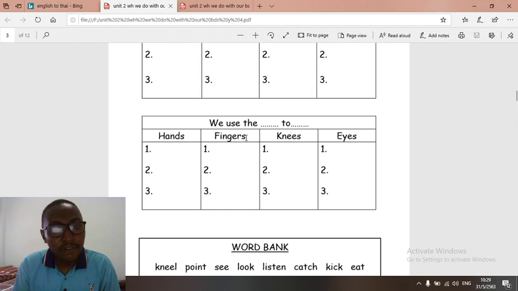Now you're going to get this vocabulary from this word bank. Word number 1 is kneel, point, see, look, listen, catch, kick, eat, hear, jump, run, throw, drink, read, write, draw, speak, sing, think, nod, walk, hop, smell, breathe. So use this word bank and match it to a body part.